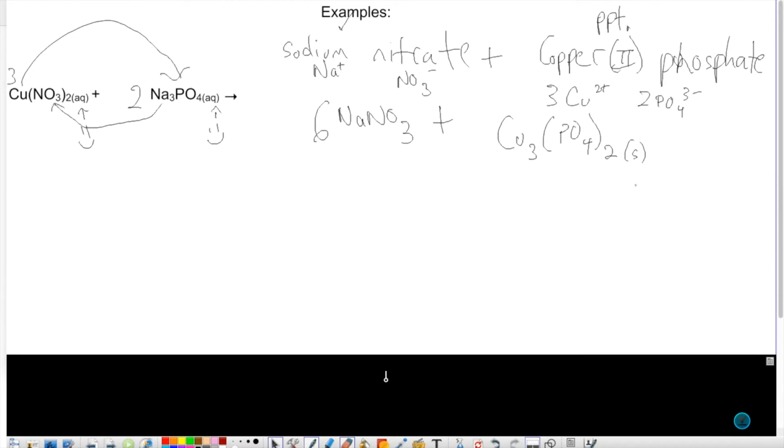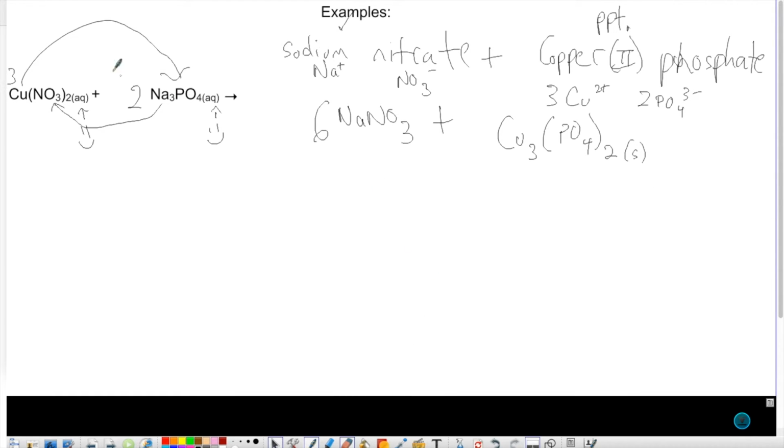So that's one way of presenting this. Okay, this is the balanced chemical formula. All right, now I could also ask you to write the complete ionic equation.